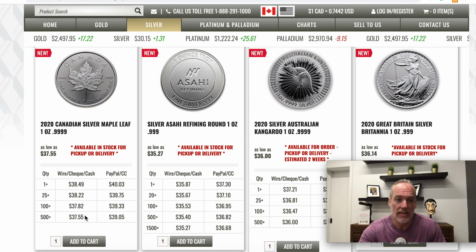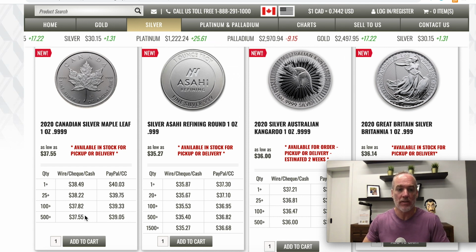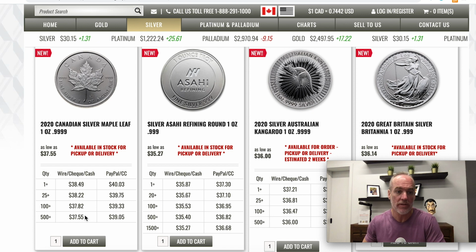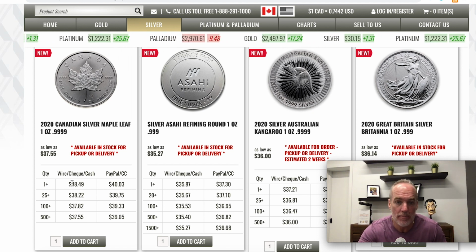The reason silver is really nice compared to gold is if you're just starting out with this stuff, you can get yourself some real precious metals, real gold and silver bullion, and you can start at $38 because 1 ounce of silver is $38.